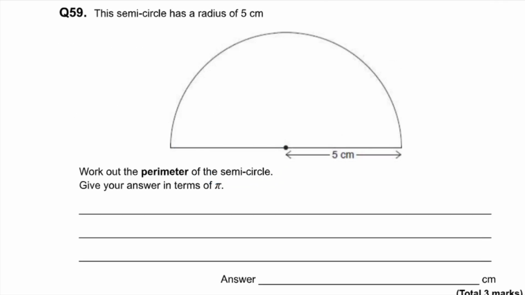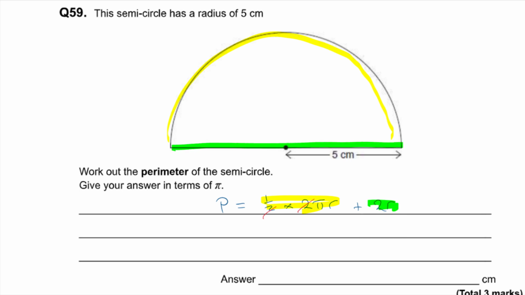Question 59, the semicircle has a radius of 5 centimeters. Work out the perimeter of the semicircle. Give your answer in terms of pi. So exactly the same as the last one. The curved part of the perimeter is going to be given by a half times 2 pi r. They're going to cancel off. Half and 2 just cancel out. So it's going to be basically pi r, isn't it? Plus the 2 radii, the radius and the radius. Okay? So this is the expression for this part, and this is the expression for this part.